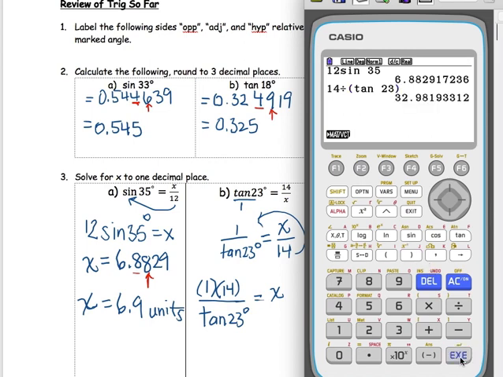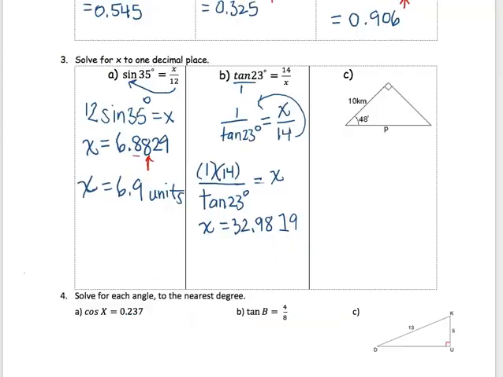Okay, and what value do I get? You should get 32.98. Okay, and again, this is a little bit trickier to round up, so you need one decimal place.